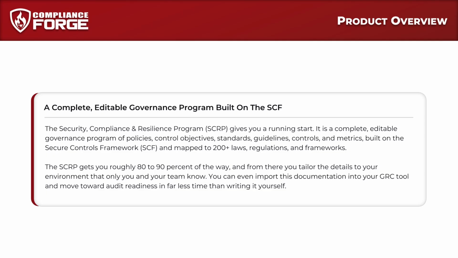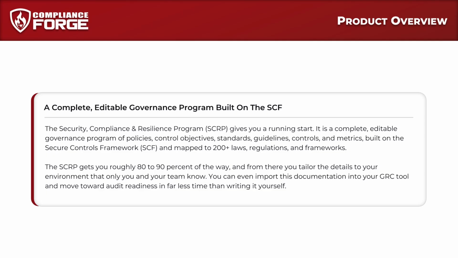The SCRP gives you a running start. It is a complete, editable governance program of policies, control objectives, standards, guidelines, controls, and metrics, built on the Secure Controls Framework, also known as the SCF, and mapped to over 200 laws, regulations, and frameworks. The templates get you roughly 80 to 90% of the way there, and from there, you tailor the details to your environment that only you and your team know.